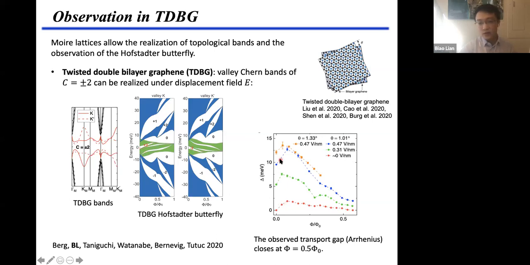Experimentally, one could fit the gap from transport, fitting the transport coefficient using the Arrhenius plot, and indeed one sees that the gap for all these different electron displacement fields tends to close at this 1/2 flux per unit cell, with some errors of the fitting.